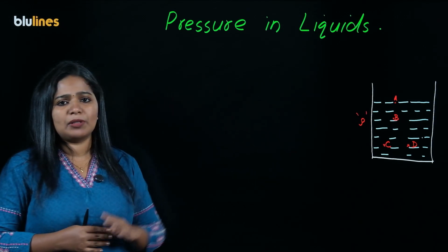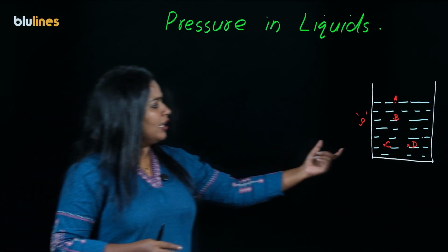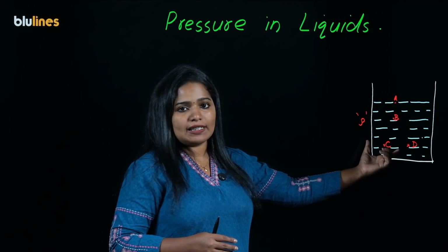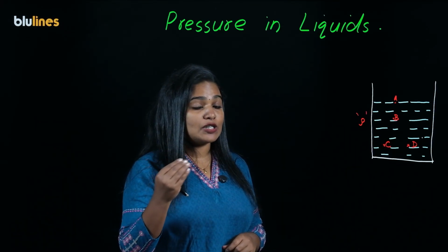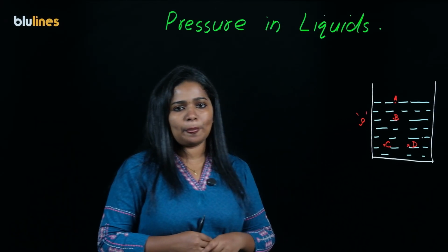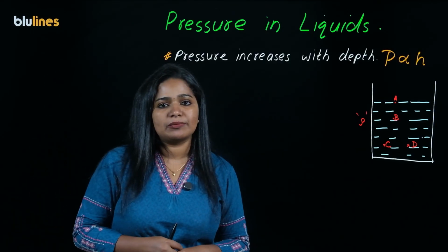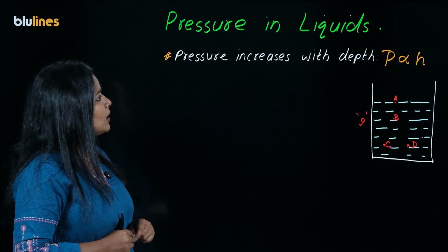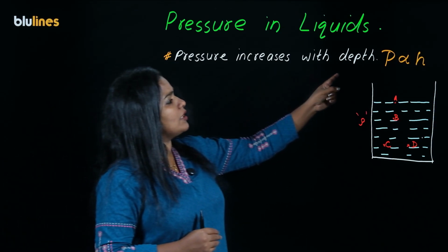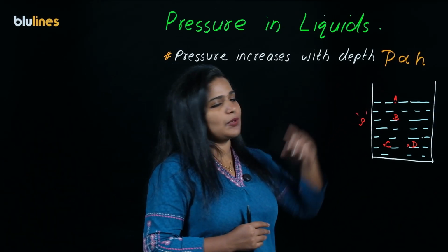You can see the example here. I have taken some liquid inside this container and the density of the liquid is rho. Now, let us see the features of liquid pressure. The first one is pressure increases with the depth, that is P proportional to H.